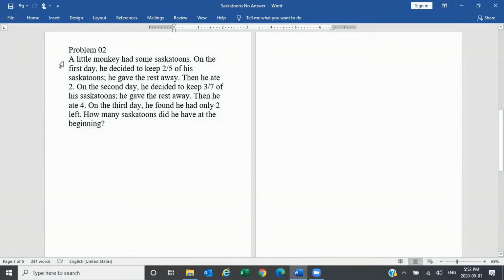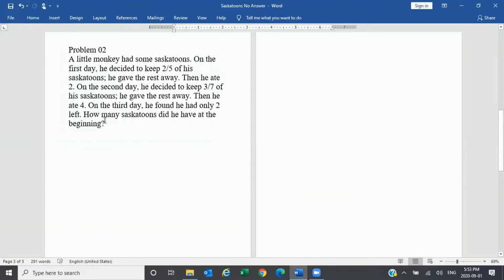Right, so problem 2 says a little monkey had some saskatoons. And what we mean by saskatoon is saskatoon berry, right? On the first day, he decided to keep 2/5 of his saskatoons. He gave the rest away. Then he ate 2. On the second day, he decided to keep 3/7 of his saskatoons. He gave the rest away. Then he ate 4. On the third day, he found he only had 2 left. How many saskatoons did he have at the beginning?